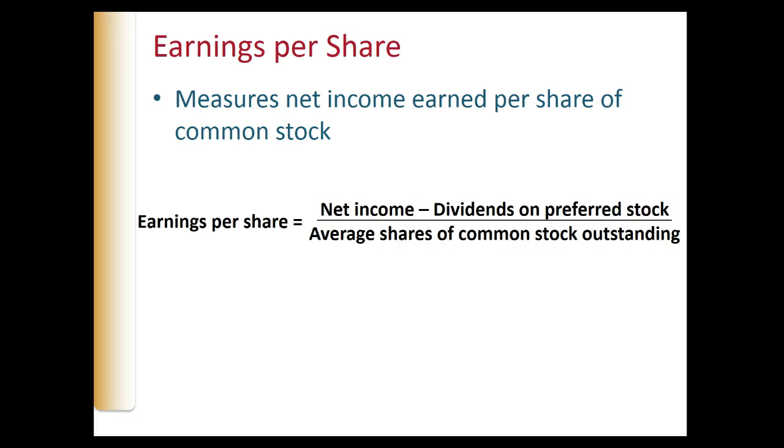We then divide income available to common stockholders by the average shares outstanding during the period to calculate earnings per share. Earnings per share is useful in comparing earnings performance for the same company over time. It is not useful for comparing earnings performance of one company with that of another company because of wide differences in the number of outstanding shares among companies.